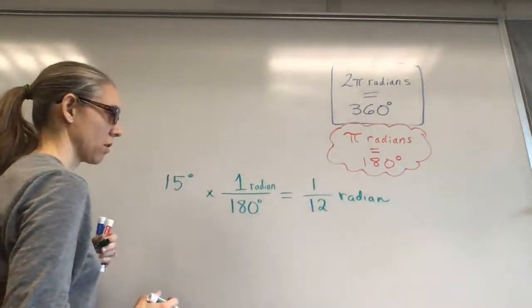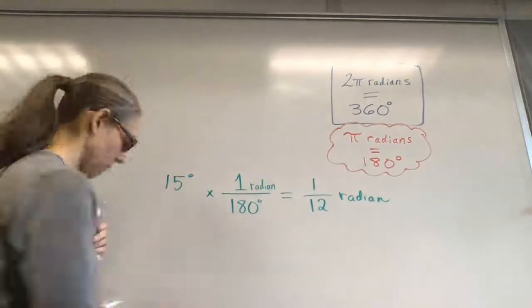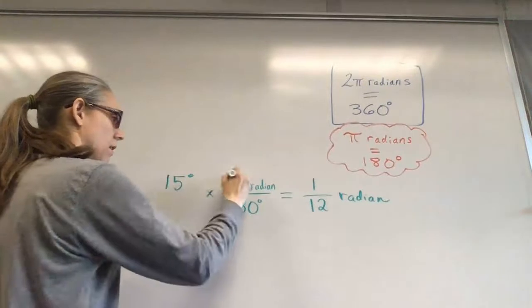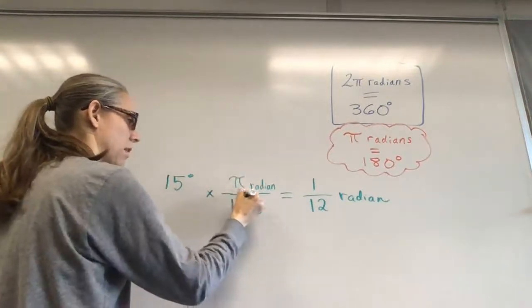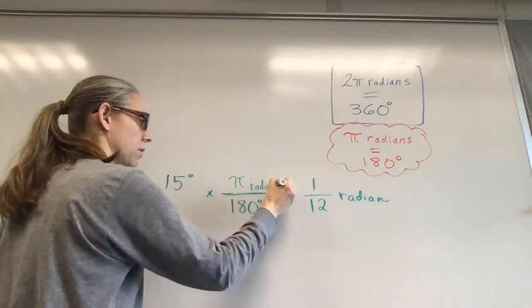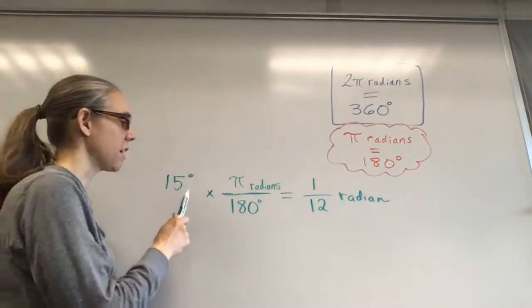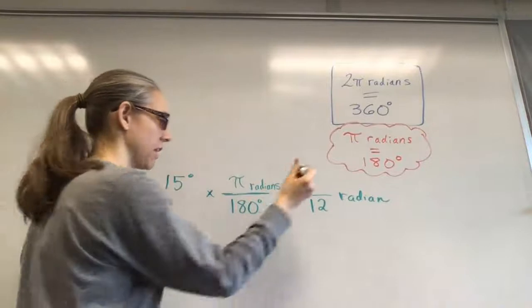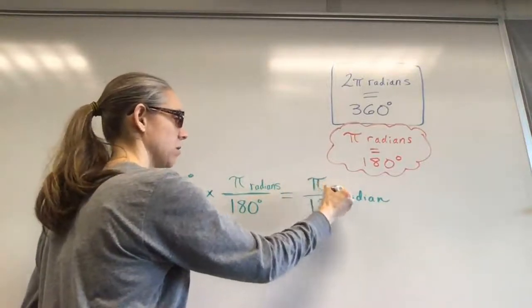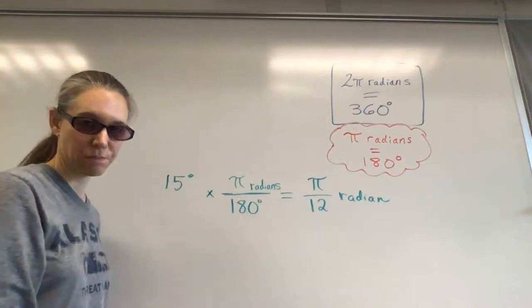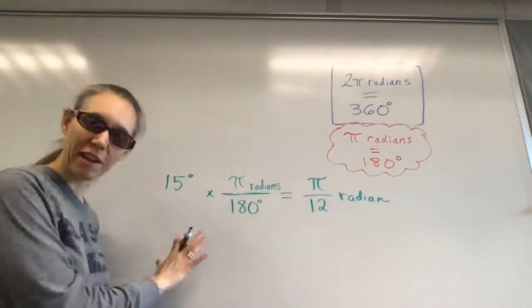I wrote this down wrong. This is pi radians. Here we go. Sorry about that. If you were confused, I have corrected this. 15 degrees times pi radians over 180 degrees is equal to pi 12th of a radian. Much better, more accurate. There you go.